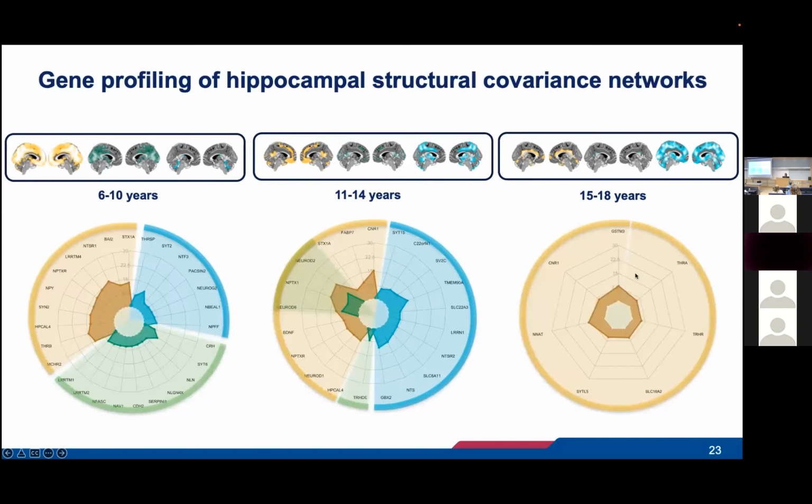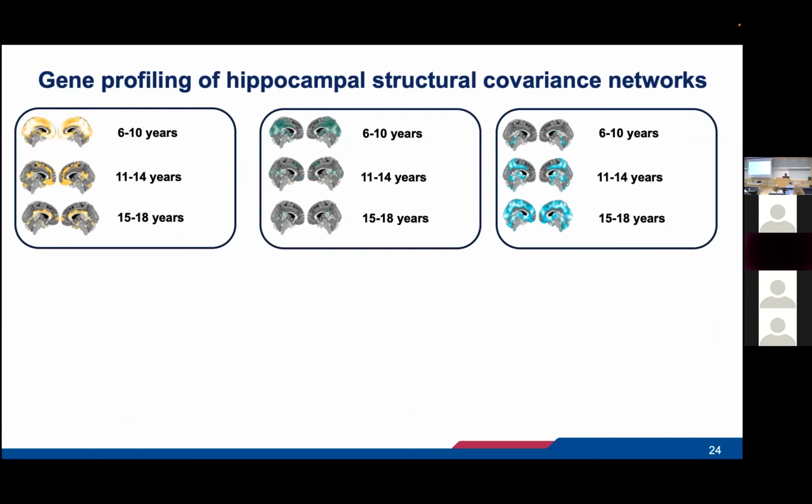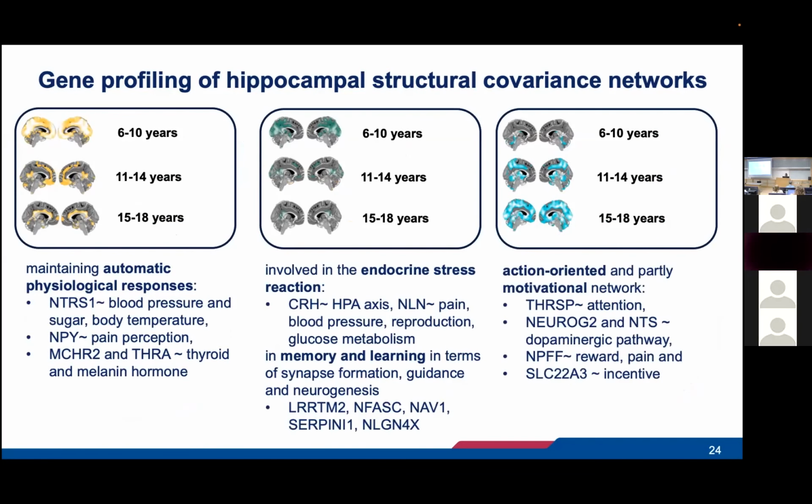We went a step further and wanted to know, okay, are there any genetic profiles that are very specific to these networks and subregions? At this point, I just want to say, yes, there are. And to summarize them very quickly, for the anterior hippocampal structural covariance network, we had the impression it has something to do with an automatic physiological response related to blood pressure, for example, pain perception, hormones.